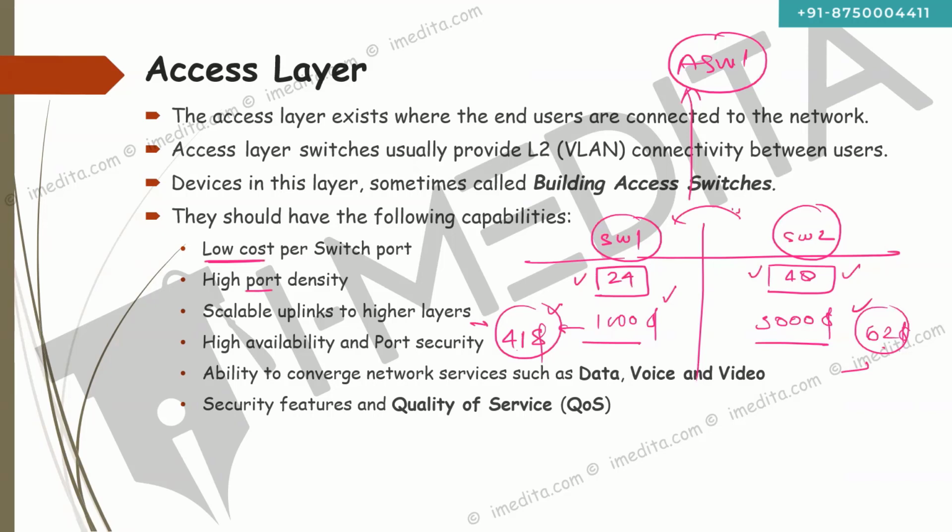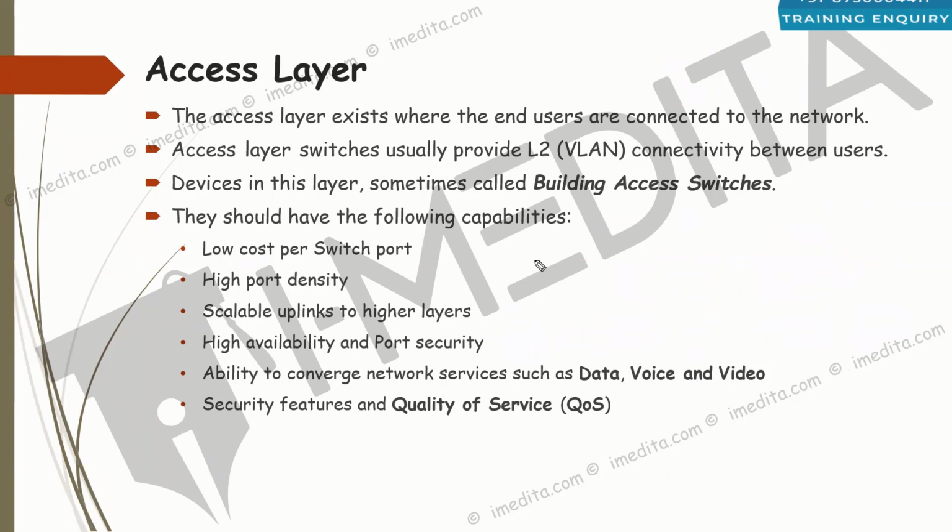If I have n number of ports on one switch, and the switch costs X amount of money, then the per port cost is X divided by n on that switch, and the same goes for the other one. So calculate the per port cost, and then you can decide which switch is going to be better to install at the access layer.